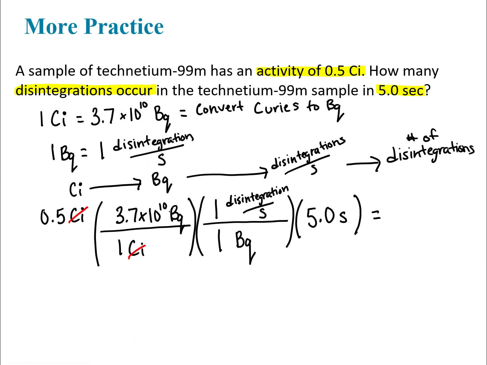We can cancel our units. So we first convert to becquerel. Then we get rid of becquerel and swap that out for disintegrations per second. We get rid of the seconds, and we're left with just disintegrations.